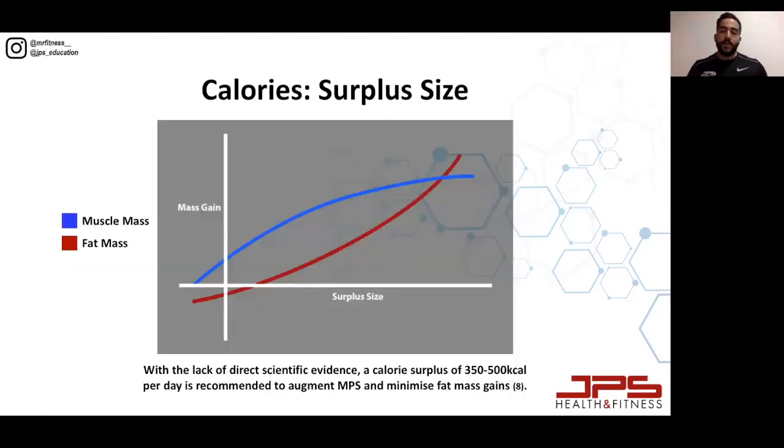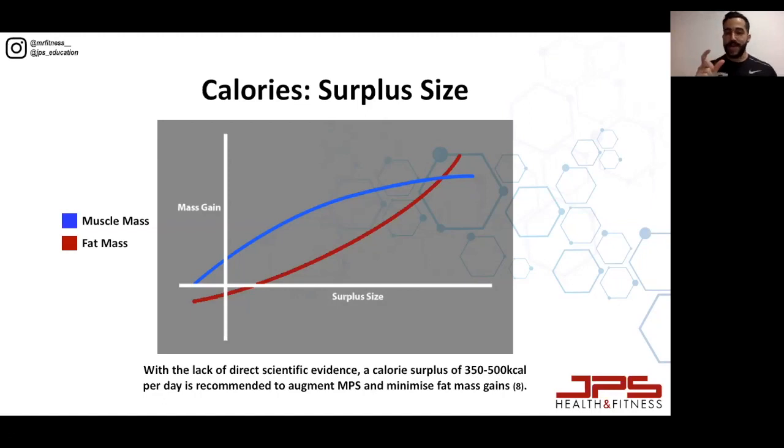And this is a graph which indicates that as the surplus size increases, muscle gains tend to taper off slightly. So there seems to be this sweet spot. Okay, so once we tick all the boxes in the previous slide, extra calories don't seem to induce further muscle growth. And we see that here. We see mass gain increasing. Okay, the blue line is muscle mass, so muscle mass increasing, but then tapering off.